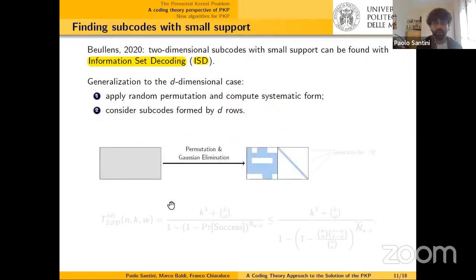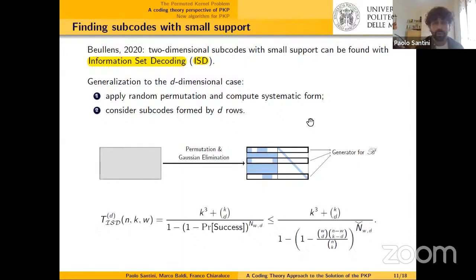The algorithm is very simple because it is basically the Prange algorithm. So we first apply a permutation, then we use Gaussian elimination to obtain the identity matrix, and then we consider all possible combinations of the rows. If we find a combination yielding a subcode with the desired support size, then we have found our solution.